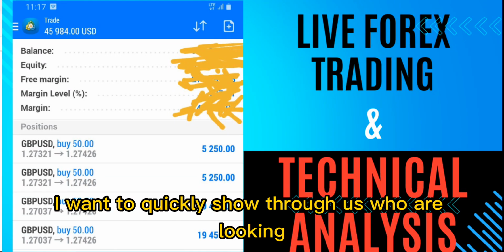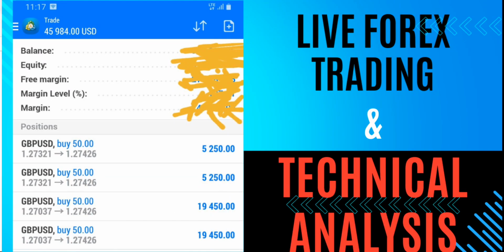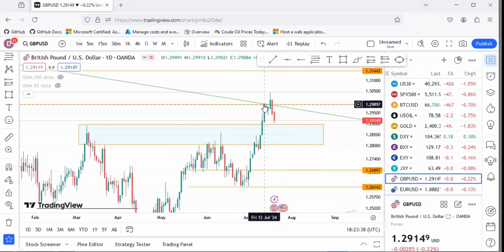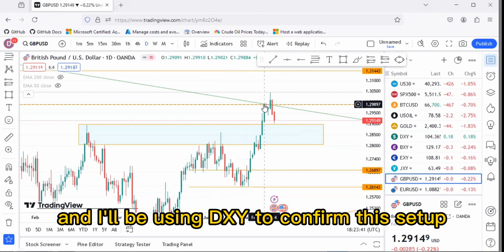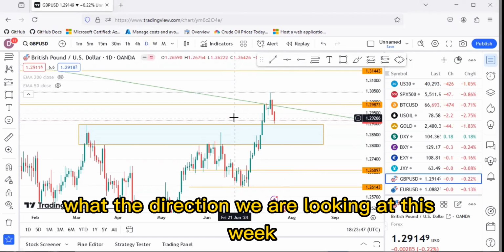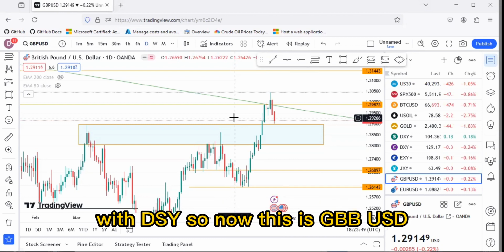I want to quickly show us what we're looking for on the USD pair this week. We'll be looking at GBPUSD and EURUSD, and I'll be using DXY to confirm the setup, so that we'll be able to show the direction we are looking at this week with DXY.